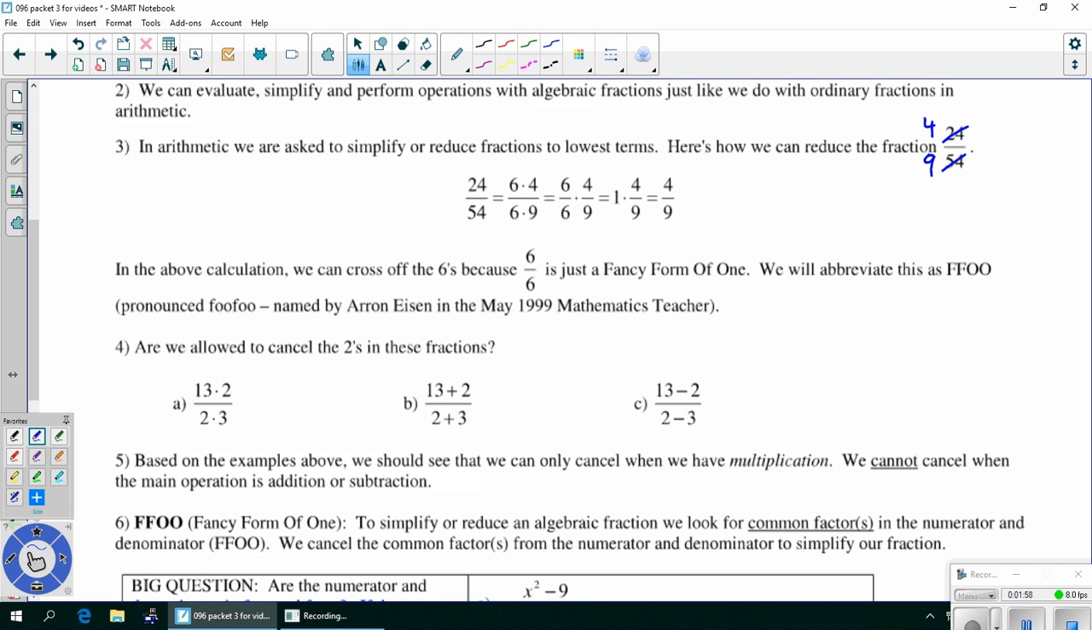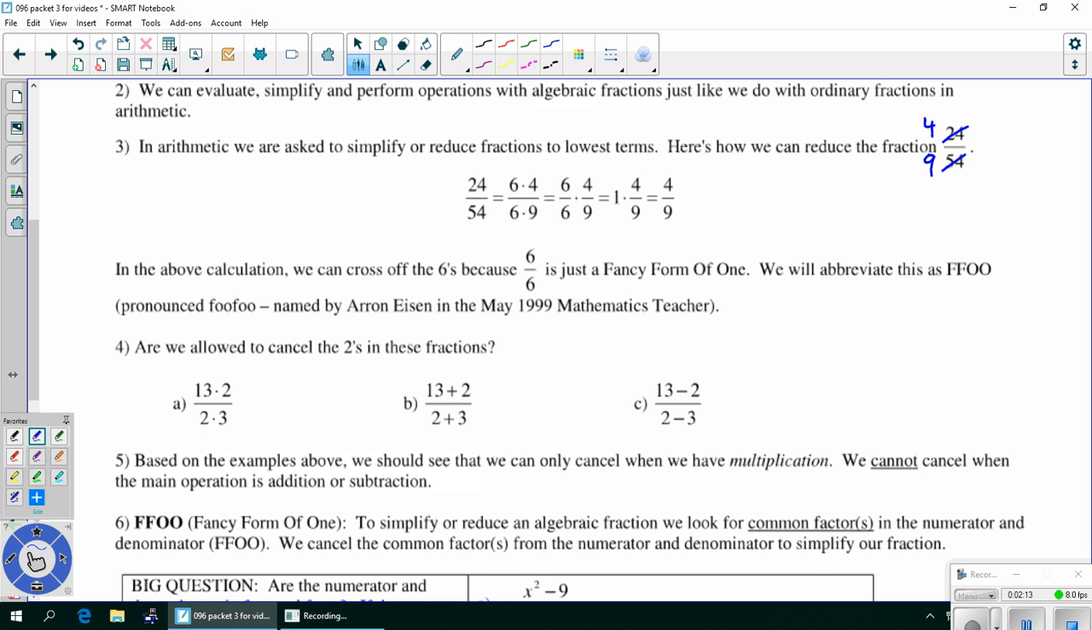We will abbreviate this as FFOO, which is hard to pronounce unless you make something up like Aaron Eisen did and pronounce it fufu. It sounds kind of silly. It doesn't quite look like fufu, but it's good enough. Fufu is going to represent fancy form of 1 for us.